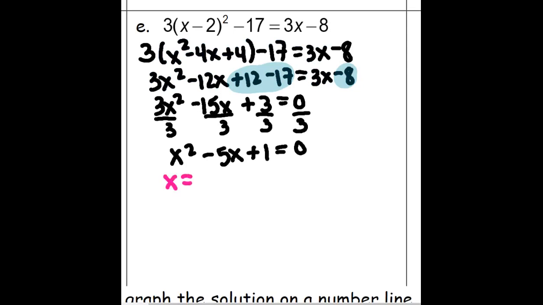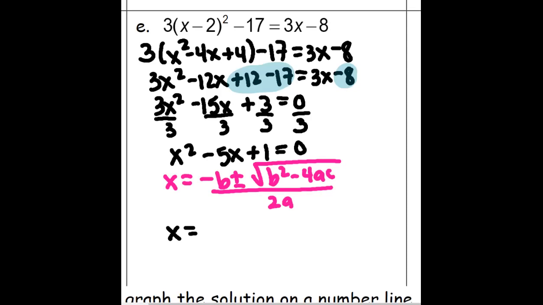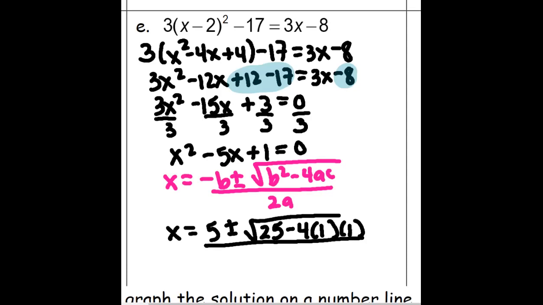So that is going to be negative b plus or minus the square root of b squared minus 4ac, all over 2a. So I am going to end up getting x is equal to, negative b means make your b opposite, so that's going to be a 5, plus or minus the square root of my b squared, so that's going to be a negative 5 squared, which is going to be a 25, minus 4 times my a, which is 1, and my c, which is 1, all over 2 times my a, which is 1.